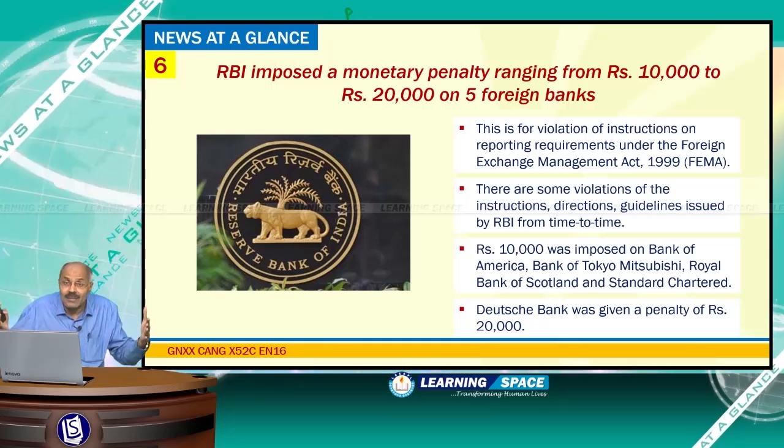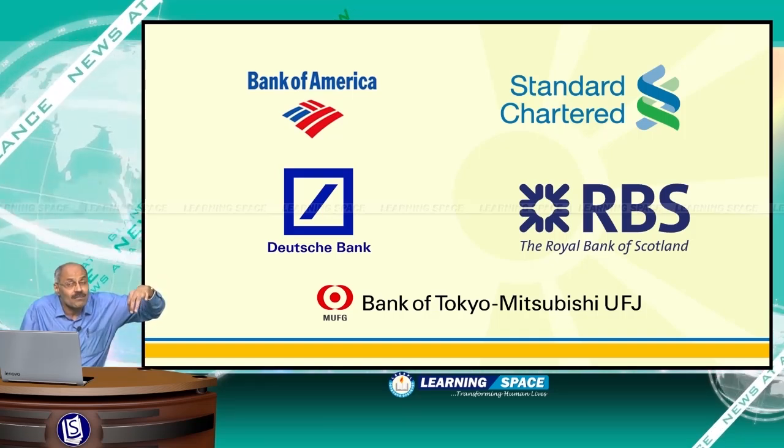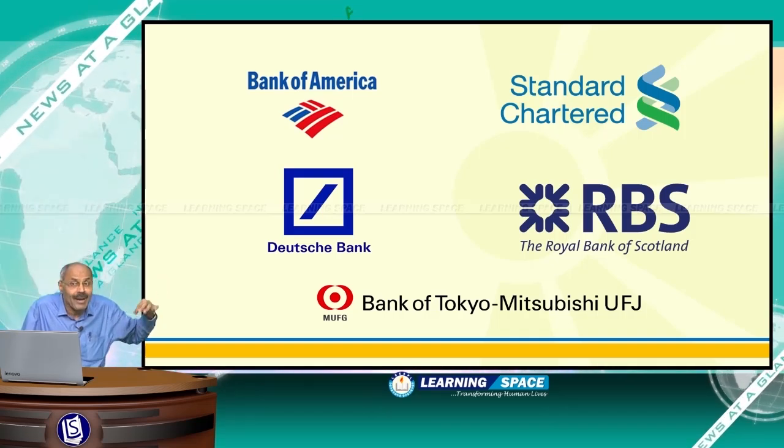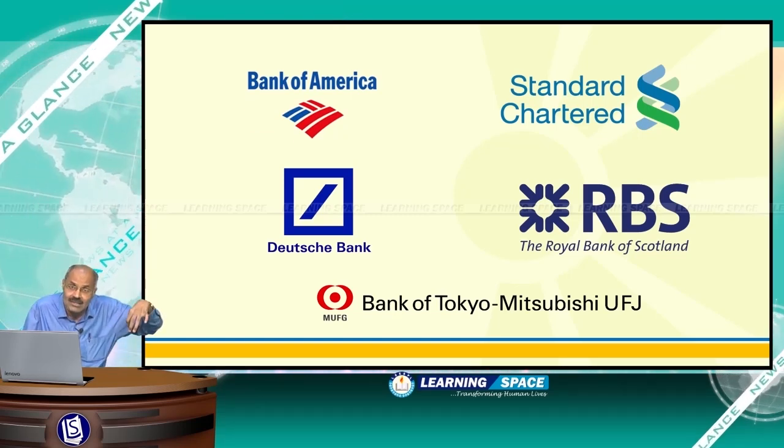So this difference please understand. Here 4 foreign banks were imposed a penalty of rupees 10,000 each, and one bank, that is Deutsche Bank based in Germany, was awarded rupees 20,000.